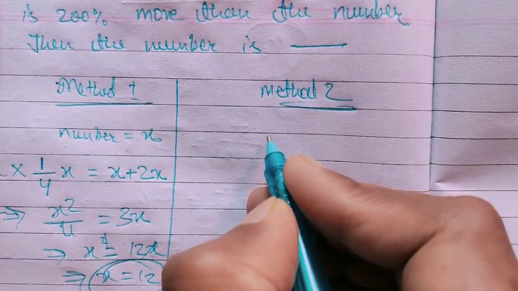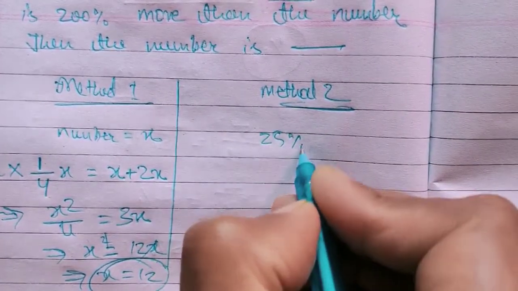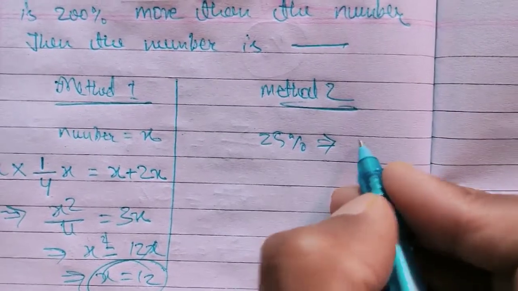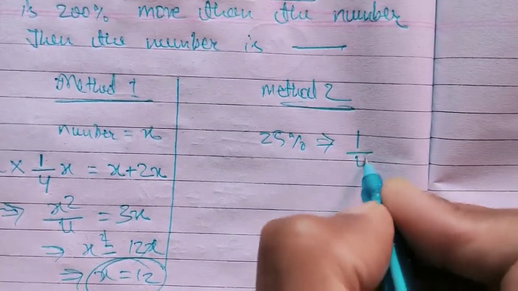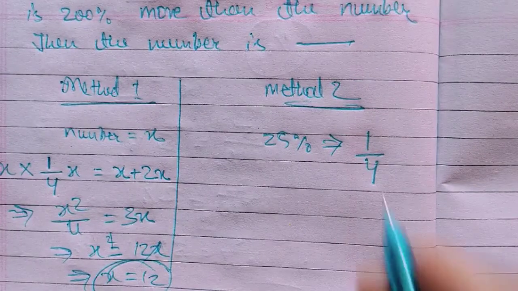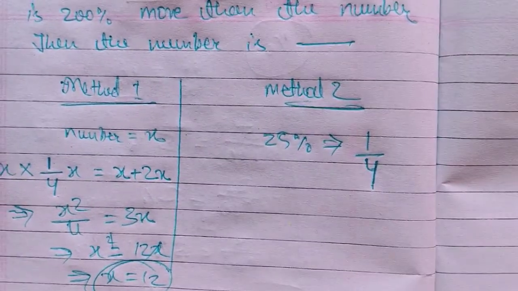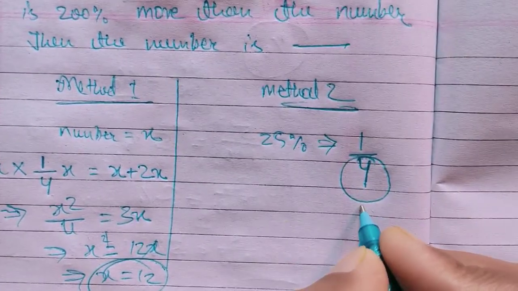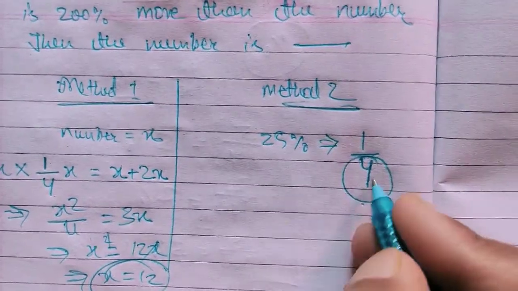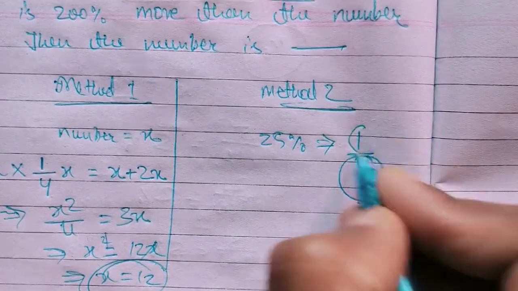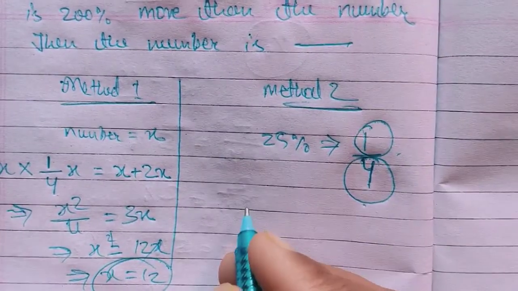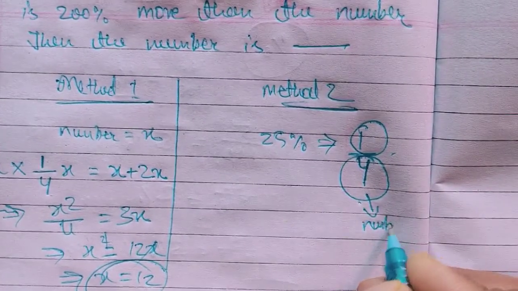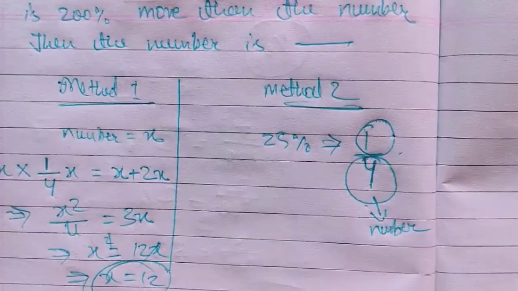Let's convert this 25% to a fraction. So 25% is written as 1/4. So the number is, let's assume the number is 4 and its 25% will be 1. So the number is 4 and this is 25%.